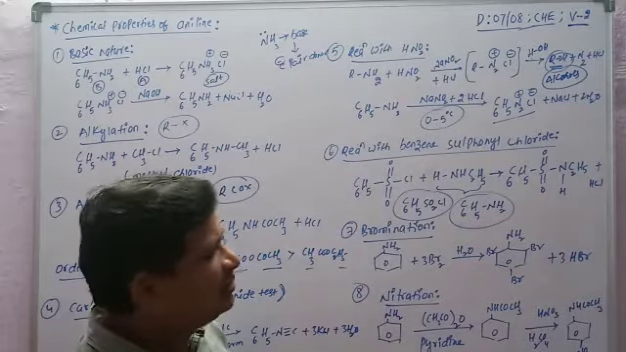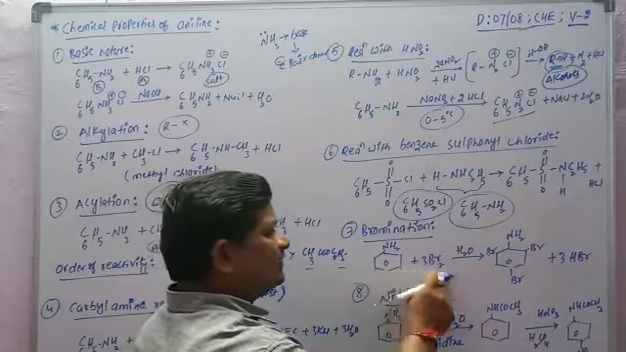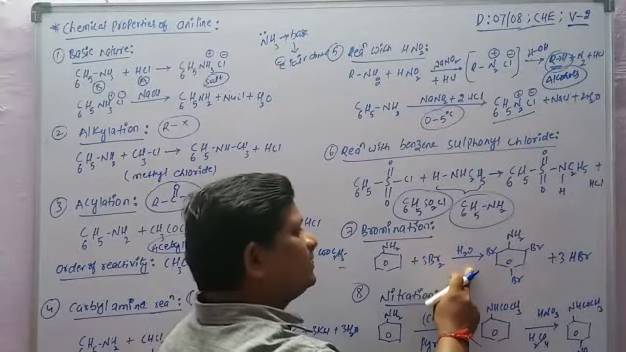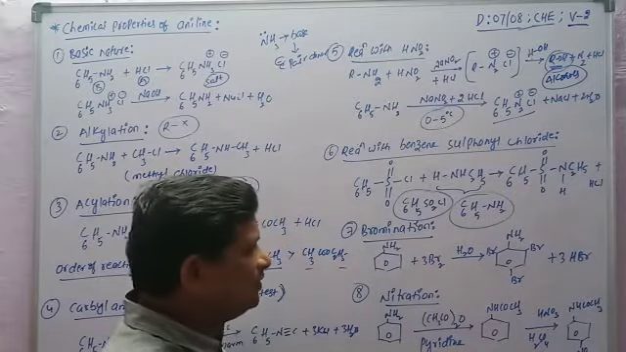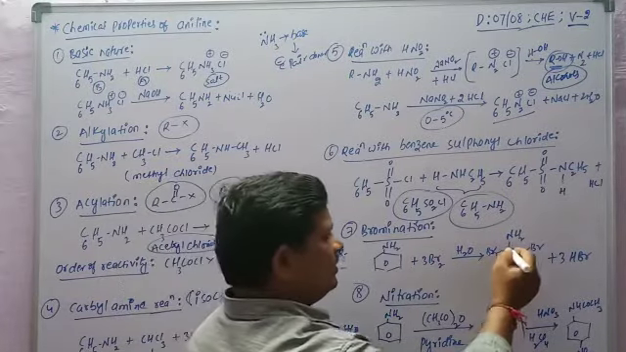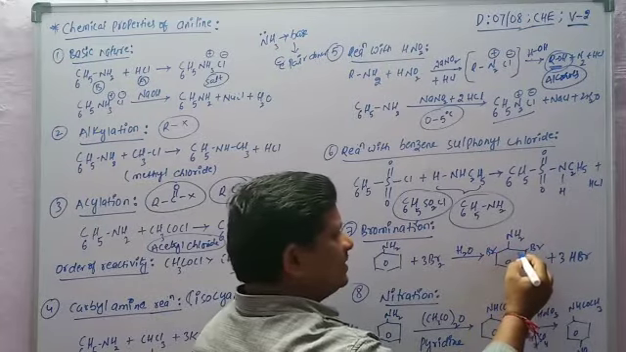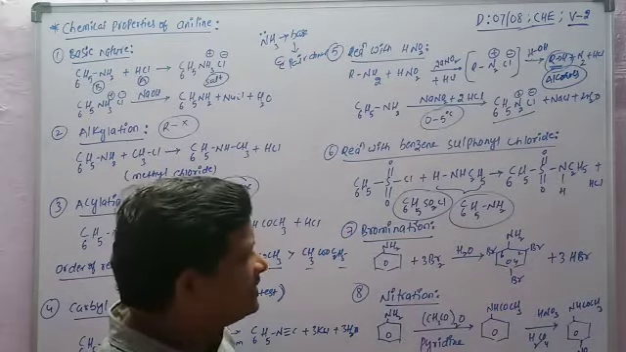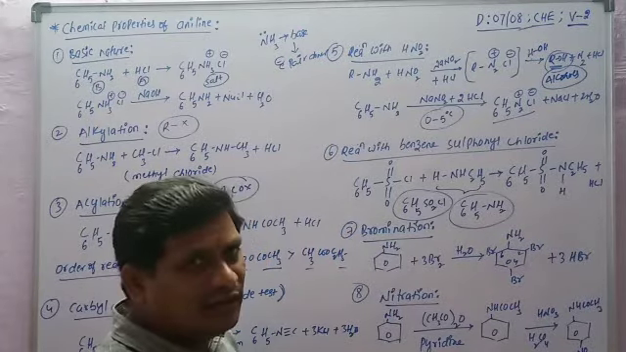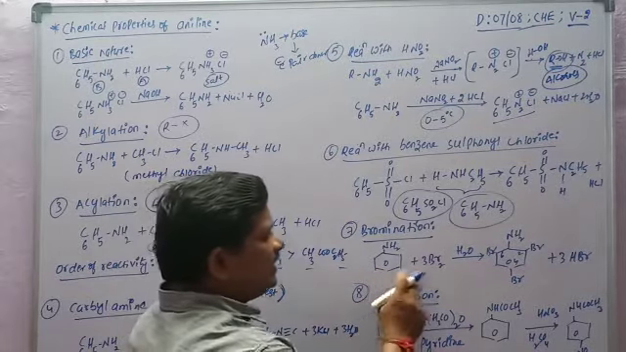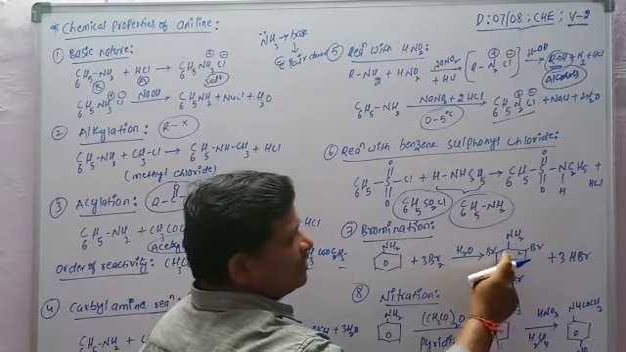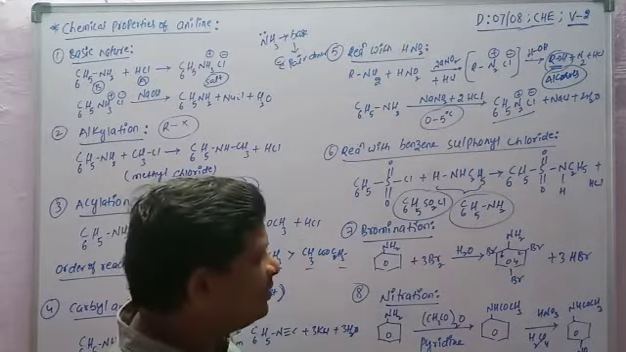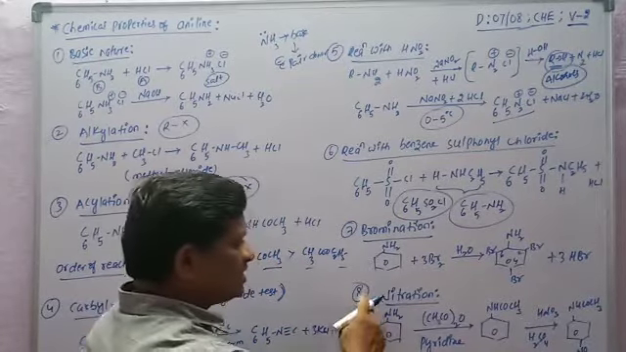The next reaction is bromination. Bromination means addition of bromine. Aniline reacts with 3 moles of bromine in the presence of water. It gives 2, 4, 6-tribromoaniline, that is, 2, 4, 6-tribromobenzenamine, as the product.